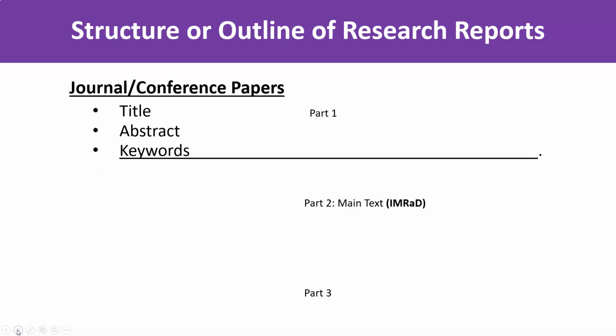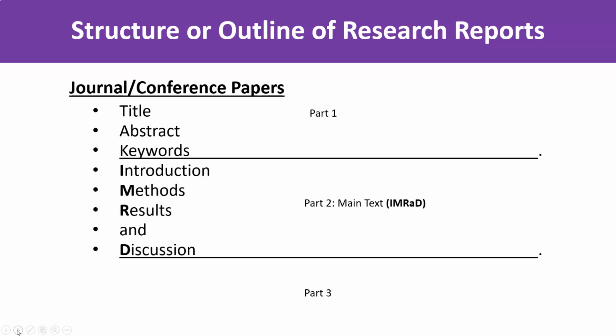Now, part one for journal and conference papers consists of the title, the abstract, and the keywords. These are the things that form the first part of journal or conference papers.